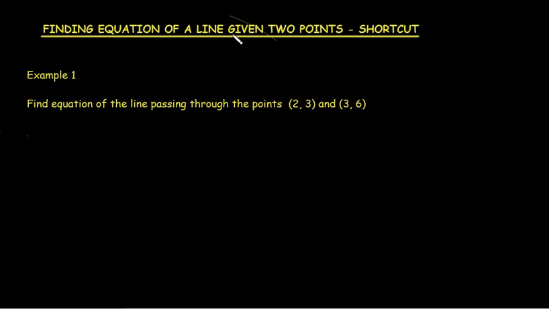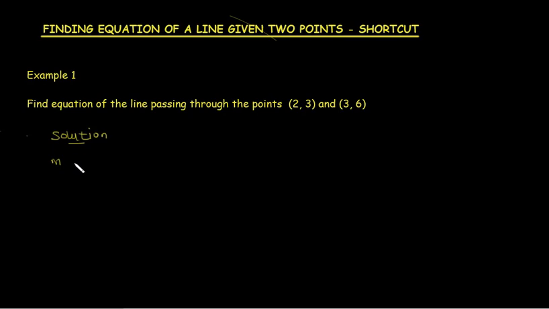Today we are looking at how to find the equation of a line when we are given two coordinates or two points. Before that, let's look at how to do that the usual way. We know if we have two points, before you solve it, you need to find the gradient of the line joining the two points.